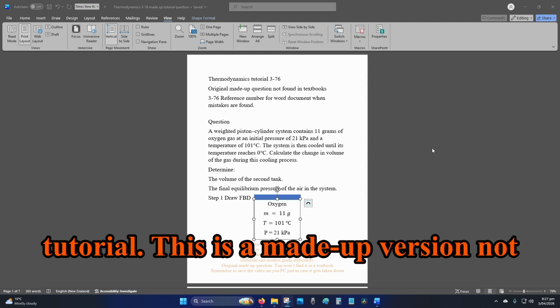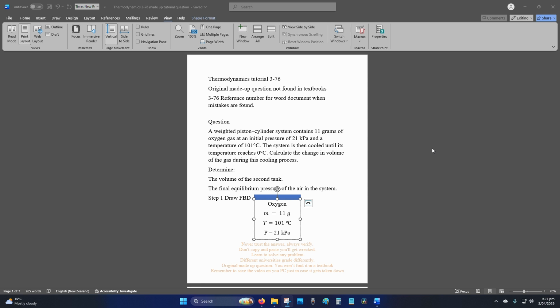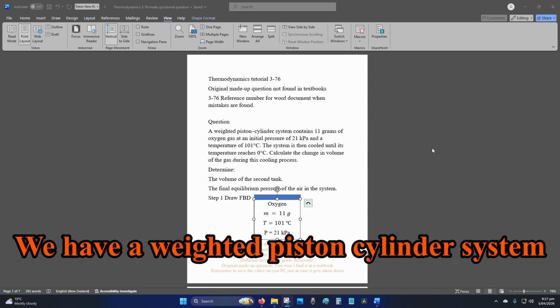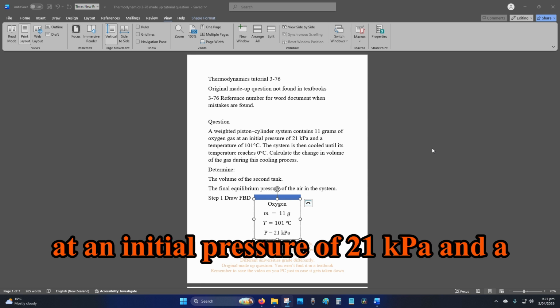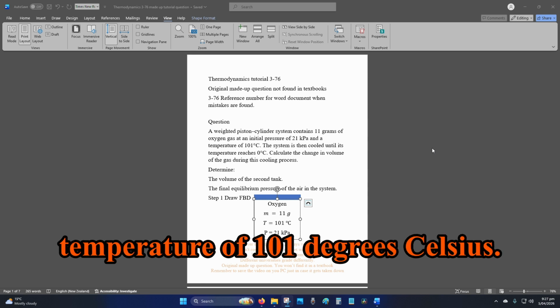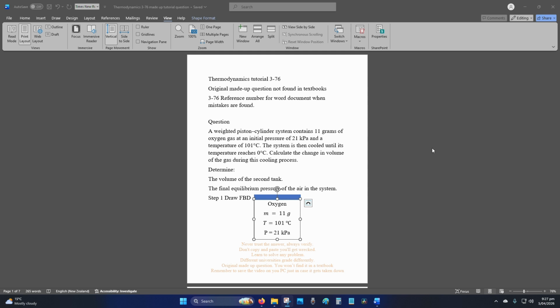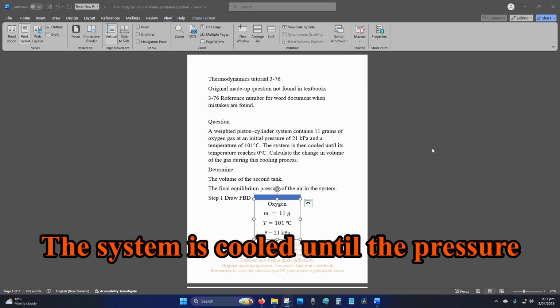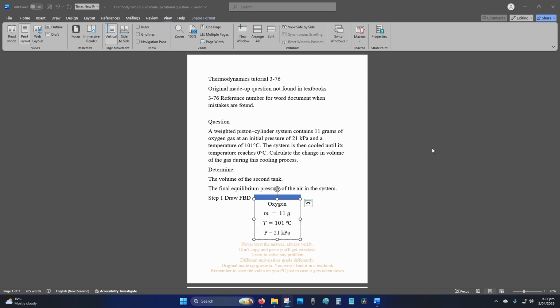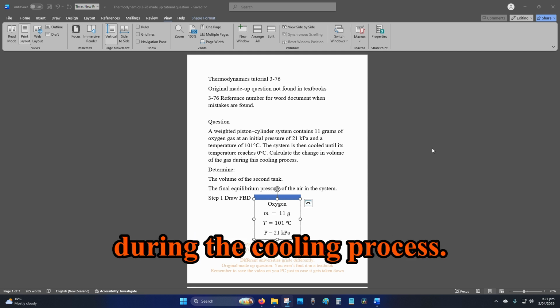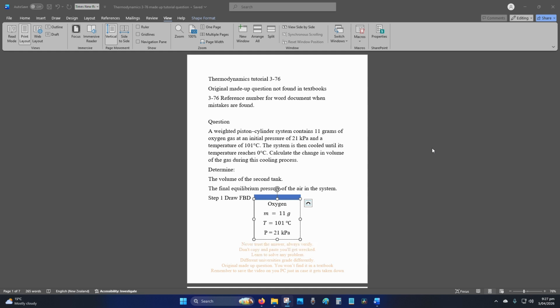This is a made-up question not found in your textbooks. We have a weighted piston cylinder system containing 11 grams of oxygen at an initial pressure of 21 kPa and a temperature of 101 degrees Celsius. The system is cooled until the temperature reaches 0 degrees Celsius. Find the change in volume during the cooling process.